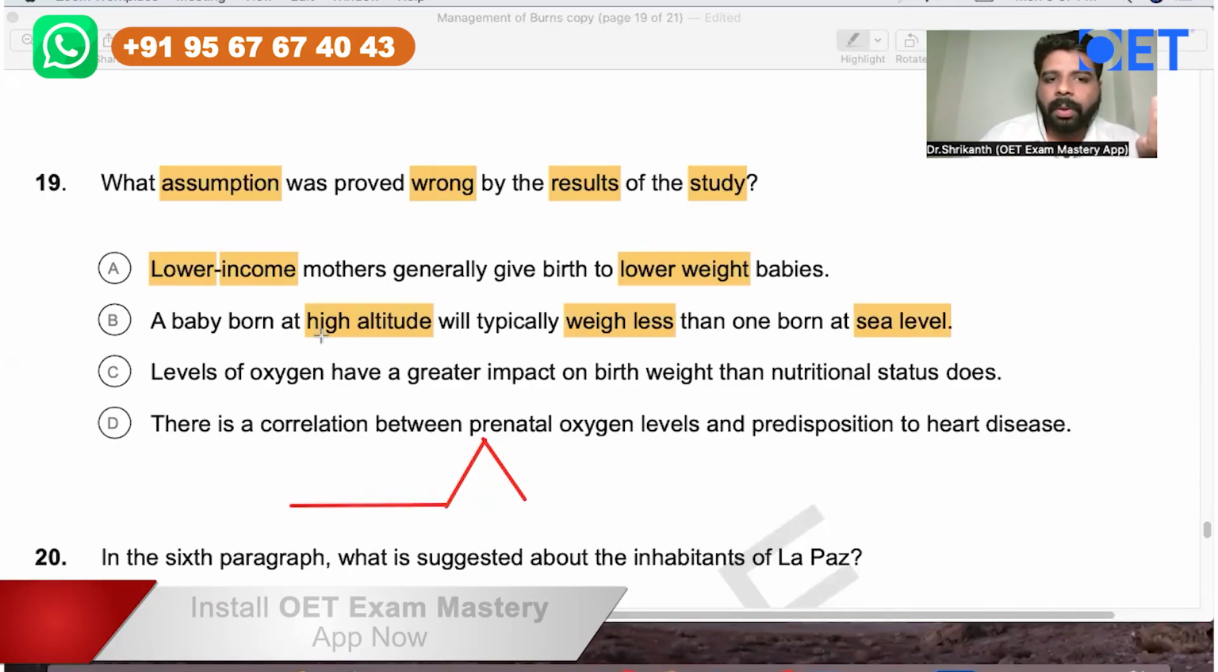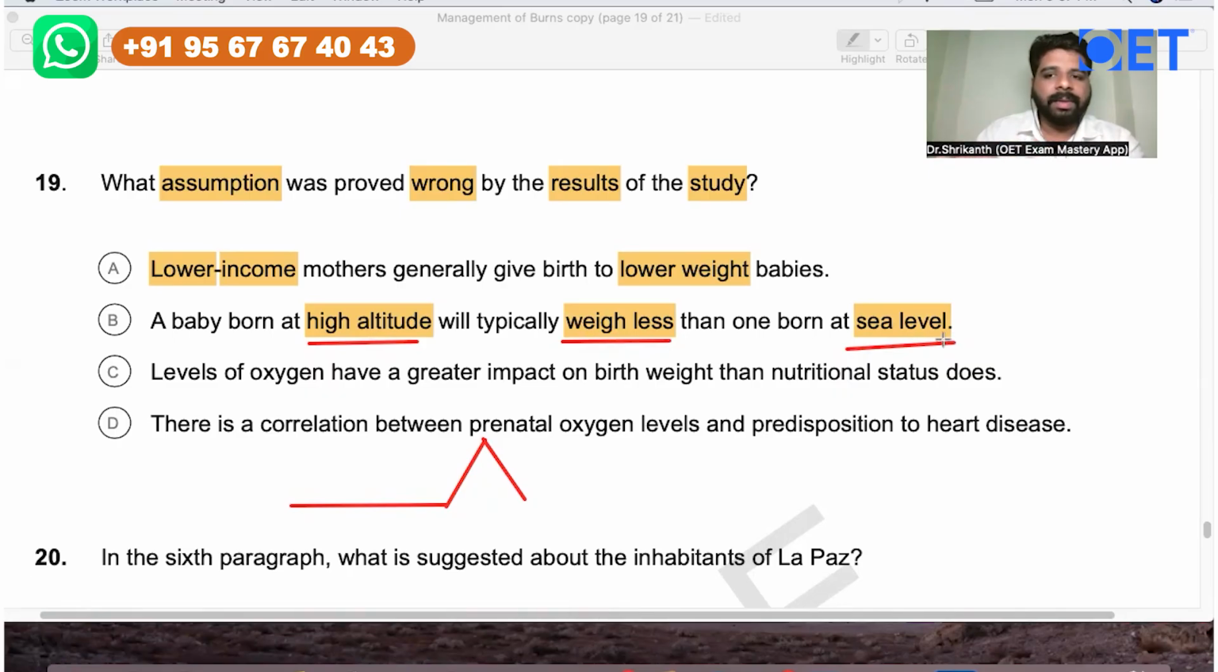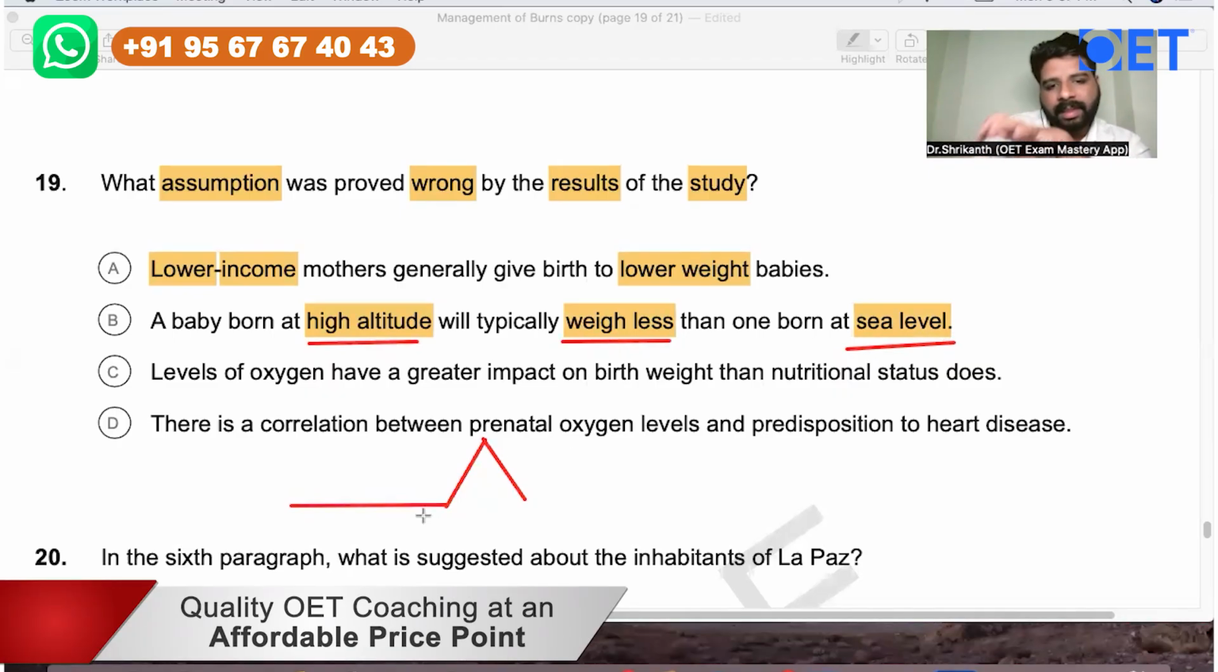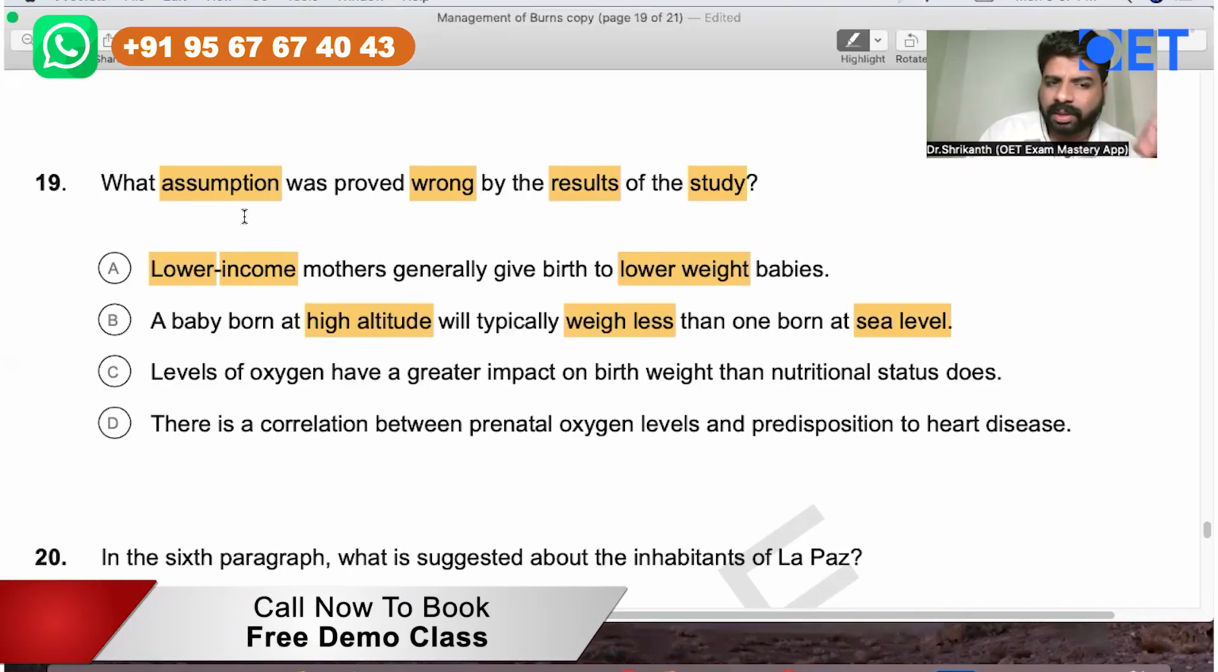So a baby who is born at high altitude will typically weigh less than one born at sea level. Who is heavier over here? The babies who are born at sea level are heavier. They weigh more than babies born at high altitude. And maybe this is the assumption that was proved to be incorrect. So you must never forget what the question is asking you. So all of these are assumptions over here.